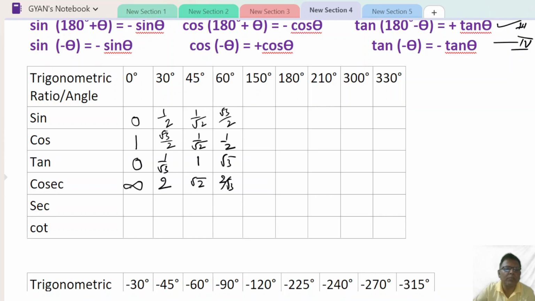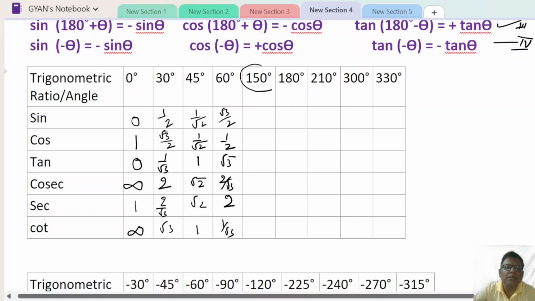Now sec is the reciprocal of cos. Cos 0 is 1, reciprocal 1. This is 2 by root 3. This is root 2. This again root 2. Reciprocal of 1 by 2 is 2. Now cot is the reciprocal of tan. Then this will be undefined. This will be root 3. This is 1 and this root 3 becomes 1 by root 3. So this is the first quadrant table that you have to remember.